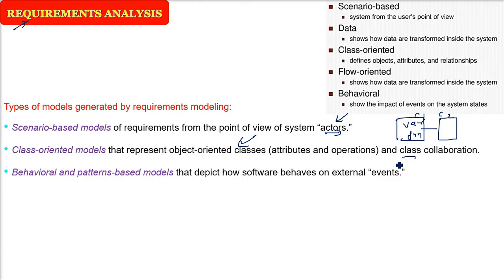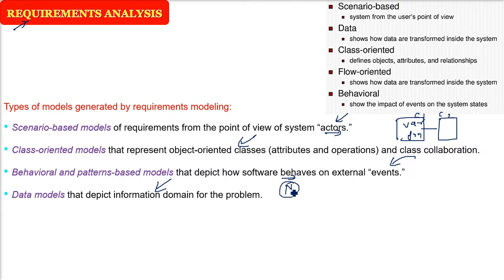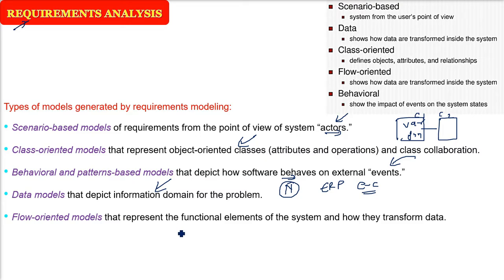Then the behavioral and pattern-based models. This shows that if something happens or some external event, some trigger is there, how the software is going to behave, to act, to respond. Data models, because here data is involved. So every information domain, because the data is different, is considered here. That is in a network, what is the data and how this data is going to be presented. So this shows how data transforms inside the system, like the data flow models we are going to make here.